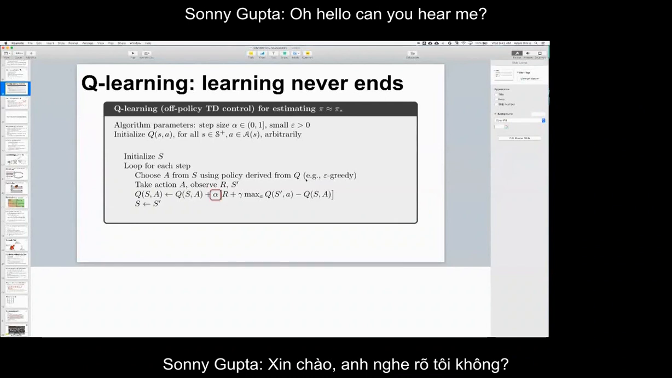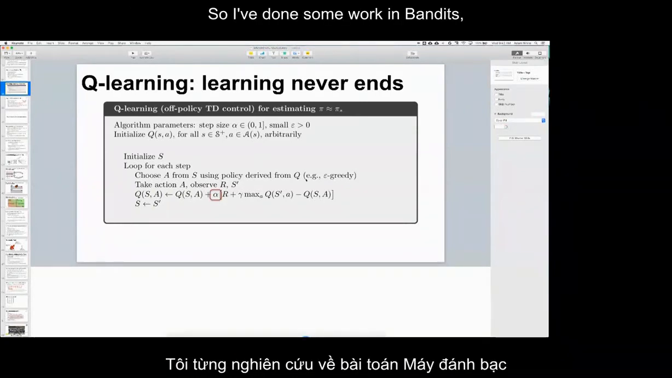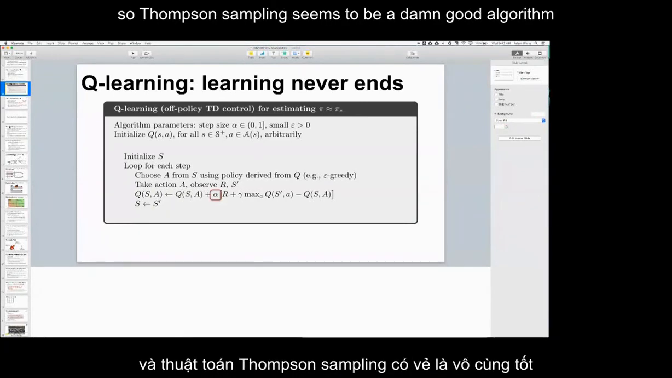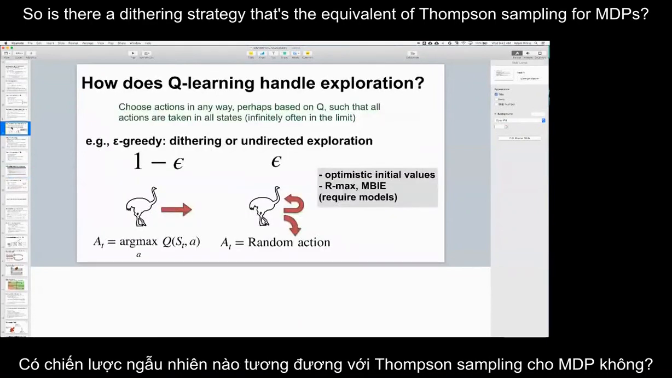Yeah. Yep. So I had two questions. First of all, with the exploration strategy. I've done some work in bandits. Thompson sampling seems to be a damn good algorithm. So is there a dithering strategy that's the equivalent of Thompson sampling for MDPs?